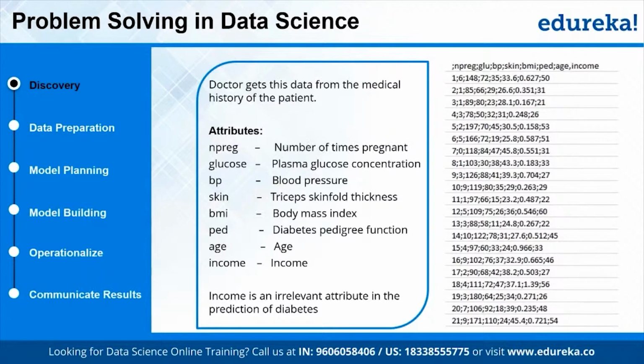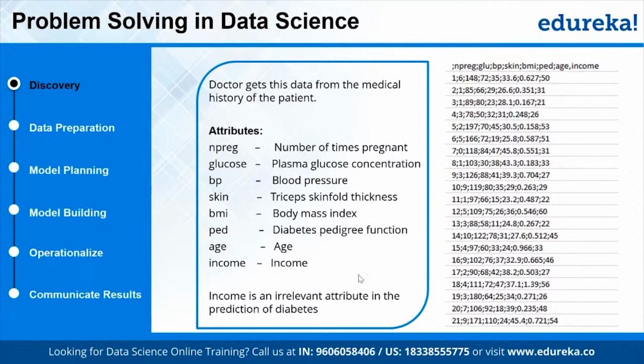This is the medical history of a patient, and you have been given this data set. We have number of times pregnant, glucose level, BP, BMI, diabetes pedigree function, age, and income. Now you know that income is an irrelevant attribute in the prediction of diabetes. It has nothing to do with it, right?